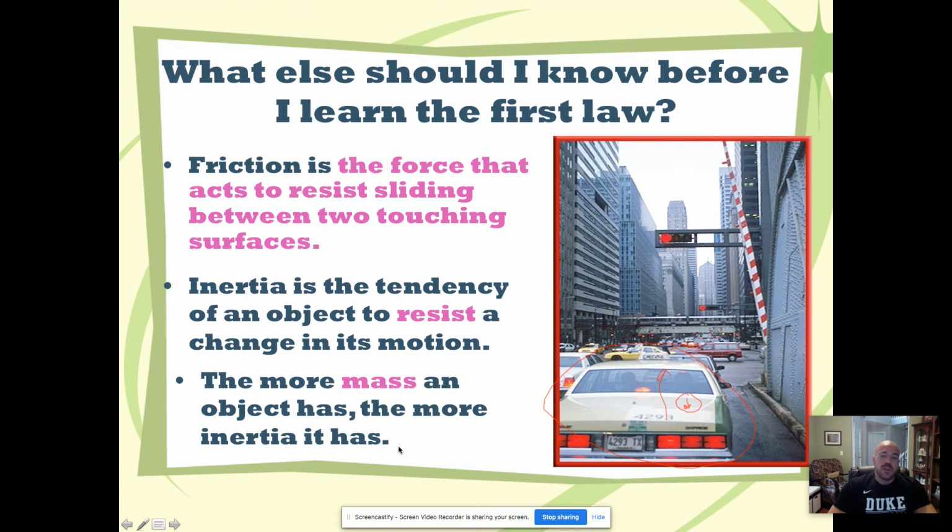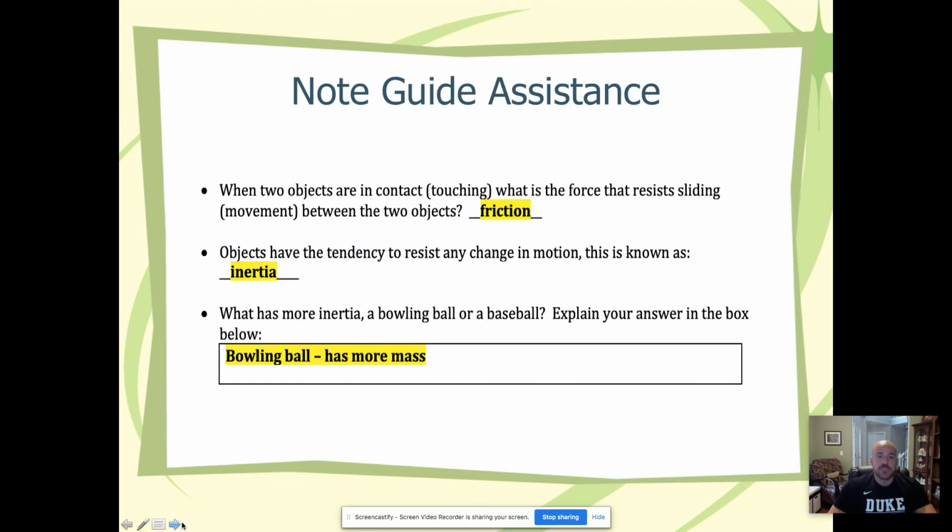And a little side note on inertia, the more mass an object has, the more inertia it has, which makes sense. If something is moving, it's harder to stop it if it's heavy. Or if something is sitting still, it's harder to move it if it's heavy, it has more mass. And that's due to its inertia, its resistance. It doesn't want to change what it's doing. Go ahead, press pause and add this to your notes.